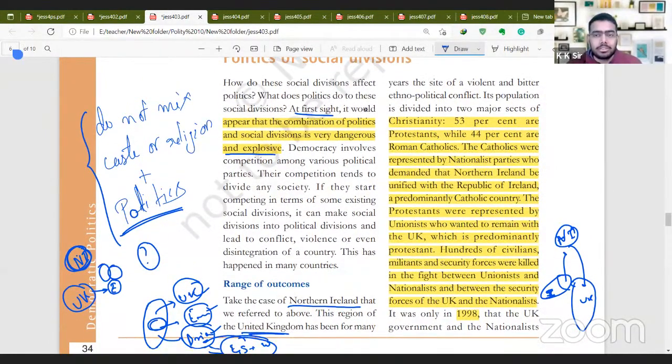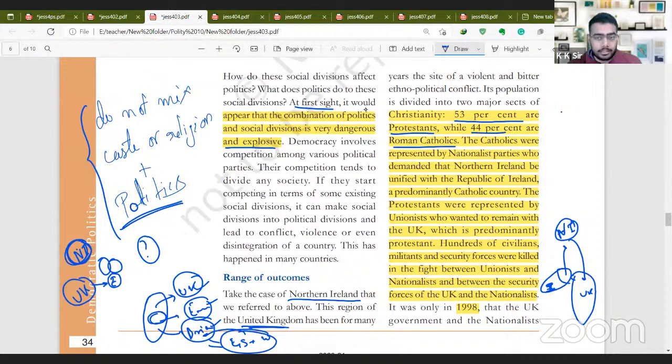सो यहाँ क्या होता था, ये 53% प्रोटेस्टेंट्स थे एंड 44% कैथोलिक्स थे नॉर्दर्न आयरलैंड में. Catholics were represented by national parties who demanded that Northern Ireland be unified with the Republic of Ireland. ये कैथोलिक्स क्या बोलते थे, that they should get independence from the United Kingdom and they should be merged with Ireland.